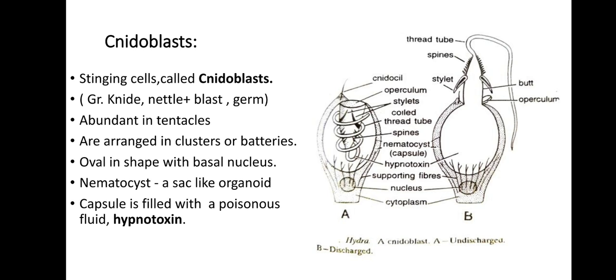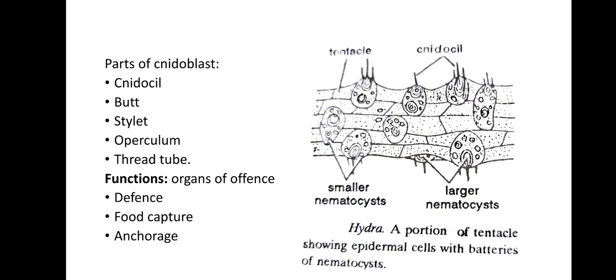Okay, so that's about the cnidoblast, which is also known as stinging cell. Now what you are seeing here is the battery of nematocysts. Okay, and that means the cnidoblasts that are present. In batteries, I said, they are present in clusters, in bundles. So that bundle is called a battery.